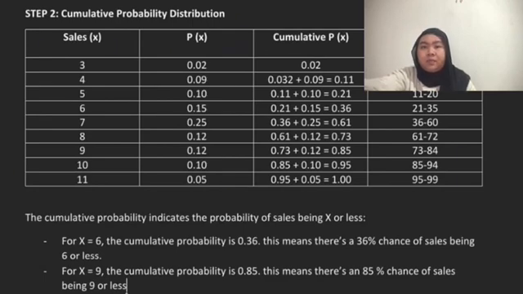This data also allows us to assign random number ranges to sales values. For instance, sales of 3 correspond to random numbers 00 to 01, sales of 4 to random numbers 02 to 10, and so on. These ranges are vital for our simulation steps.